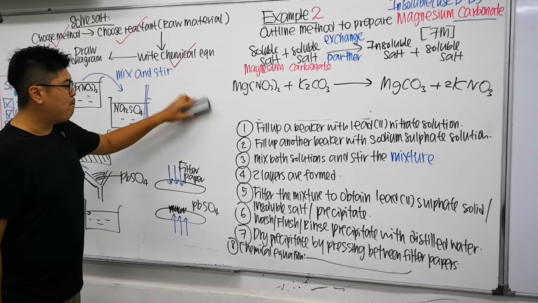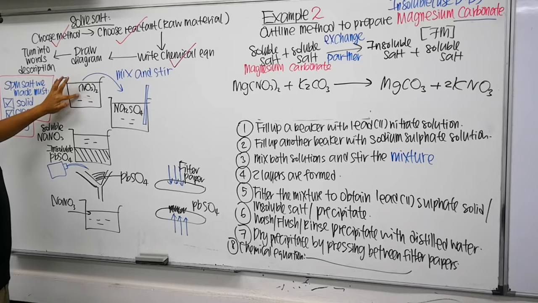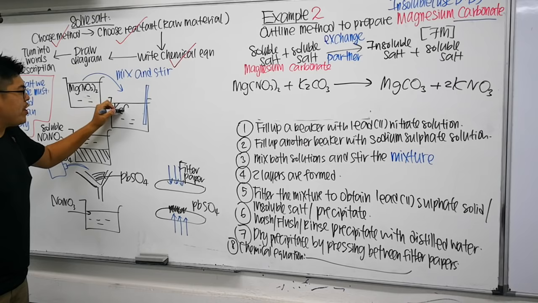So your picture, okay? You have two soluble salts, which means you have two liquids. The first liquid is called magnesium nitrate, so change it. So this becomes magnesium nitrate. The second liquid is called potassium carbonate, change it. So you have potassium carbonate. So you have two liquids, because they are two soluble salts. So you mix and stir as usual.